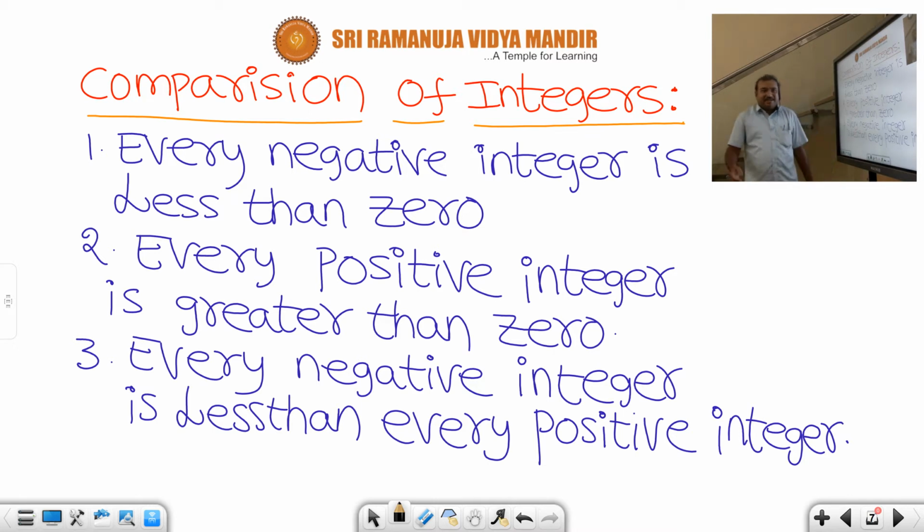Now if you take any positive integer, let it be 3. 3 is a positive integer. 3 is greater than 0. 5 is a positive integer, so 5 is greater than 0. Take 9 as the integer: 9 is greater than 0.